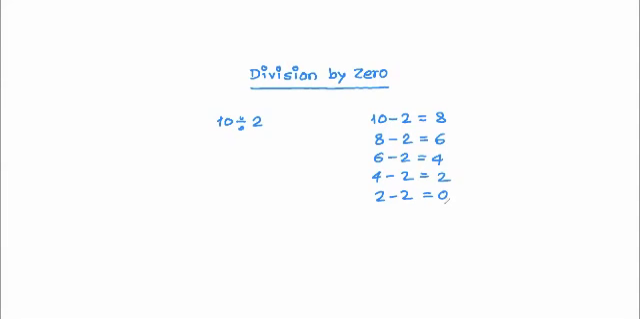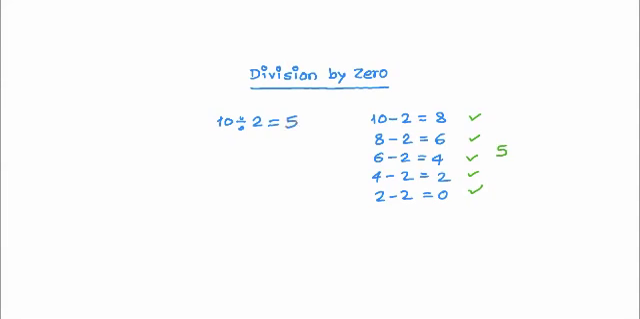So now what is my answer? 10 divided by 2, what is my answer? My answer is how many times I have done this subtraction. So I have done once, twice, thrice, 4 times and 5 times. So I have done the subtraction 5 times total. So my answer of 10 divided by 2 is 5.